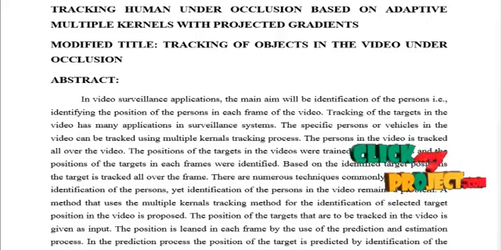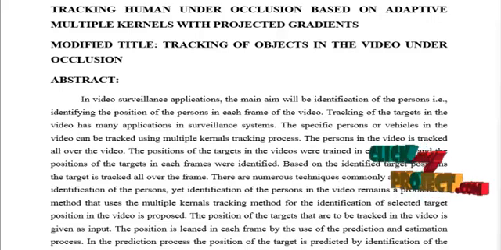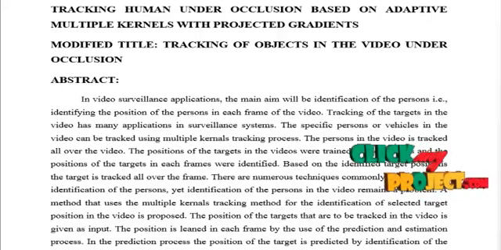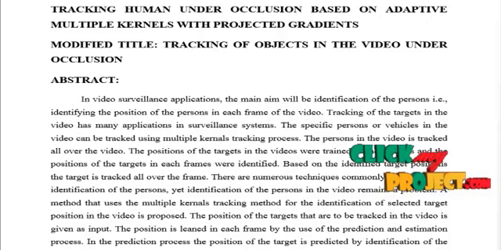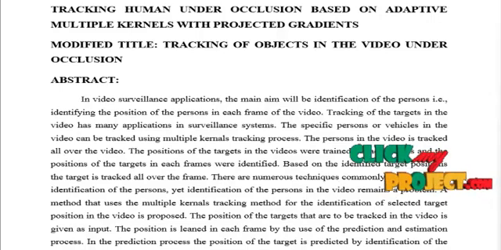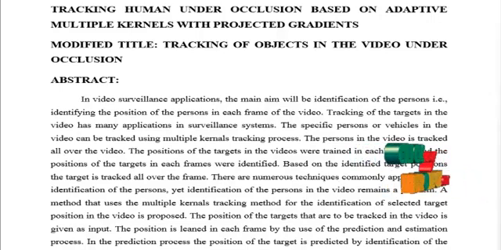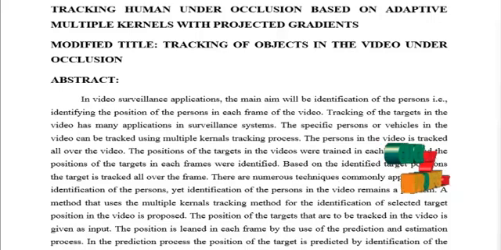The persons in the videos are tracked all over the video frames. The positions of the targets in the videos are trained in each frame, and the positions of the targets in each frame are identified. Based on the identification of target positions, the target is tracked all over the frames. There are numerous techniques commonly applied for the identification of persons. Yet, the identification of persons in the video remains a problem.